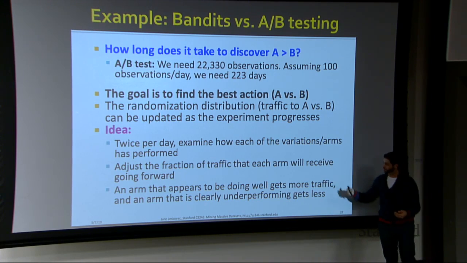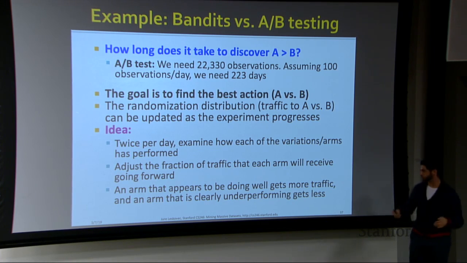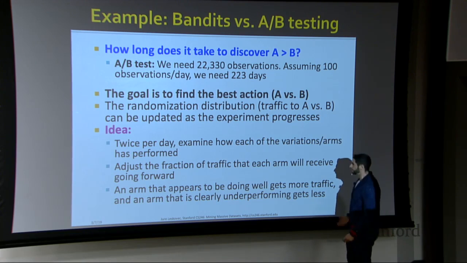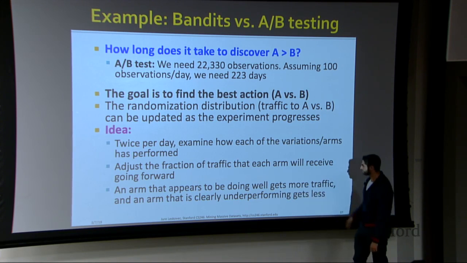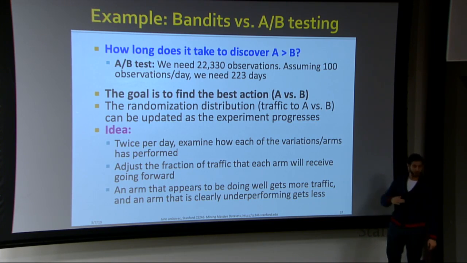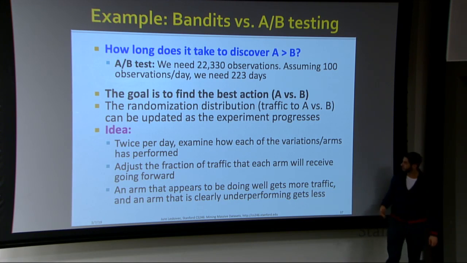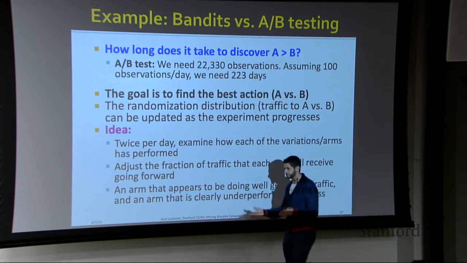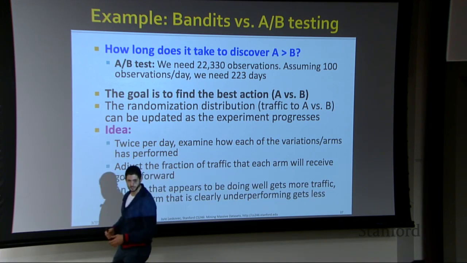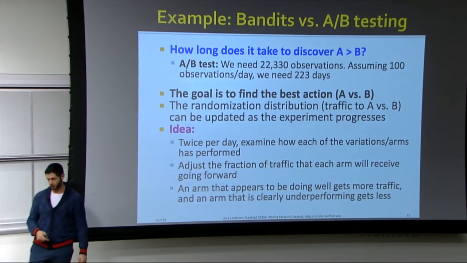So you can think about this as some kind of adaptive routing. The more information you receive about a specific arm, the more you decide how to assign traffic to each one of them, okay? And if an arm that appears to be doing well gets more traffic, then the one that is clearly underperforming will receive less traffic, okay? So rather than having the fixed split that you usually get in A/B testing, we're going to try to adapt the amount of traffic that we send to each arm.